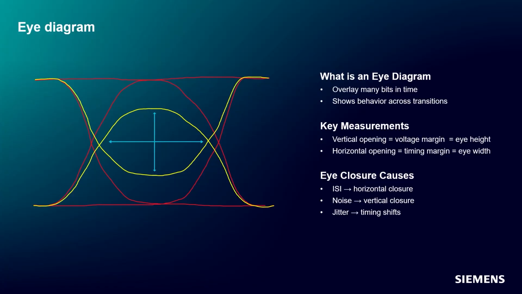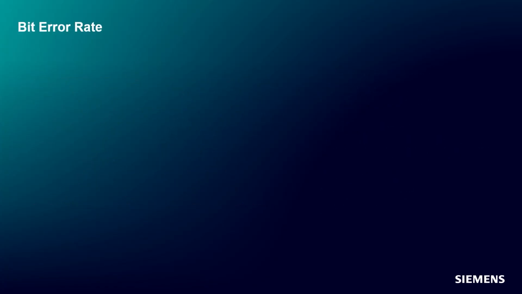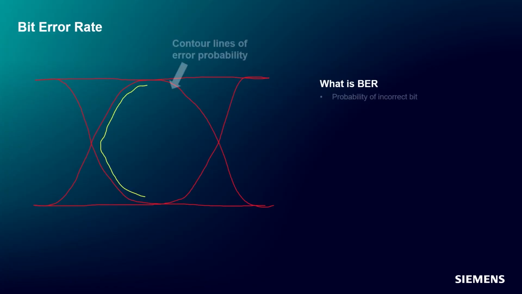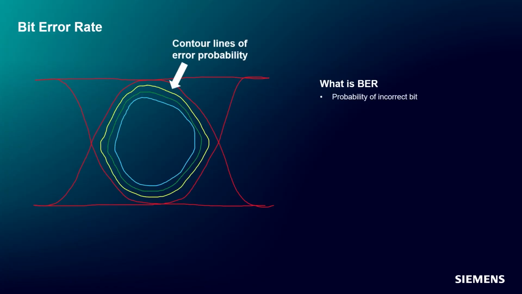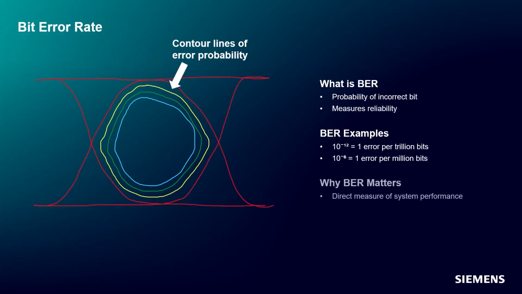Let's move on to the next important metric, bit error rate, or BER. BER measures how often errors occur in a communication system. It is defined as the probability that a received bit is incorrect. For example, a BER of 10 to the power of minus 12 means one error in every trillion bits. A BER of 10 to the power of minus 6 means one error in every million bits. In high-speed systems, extremely low BER values are required to ensure reliable operation.